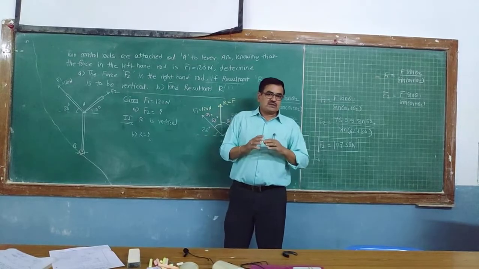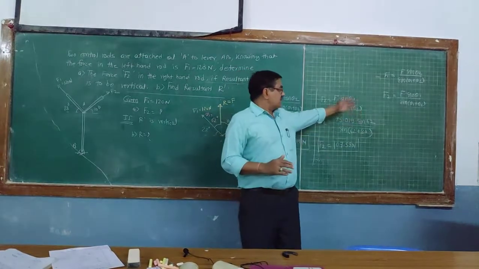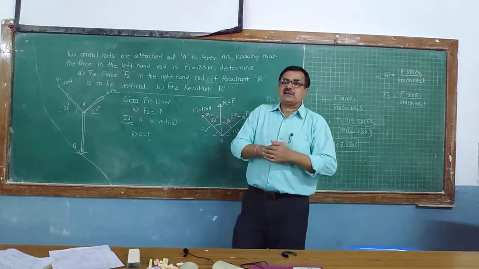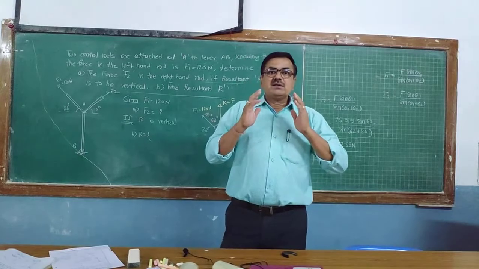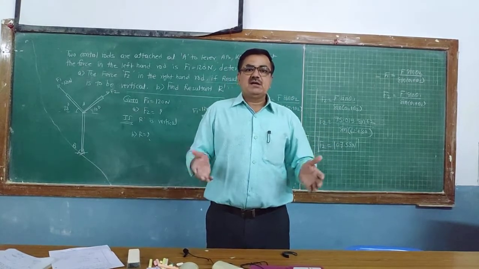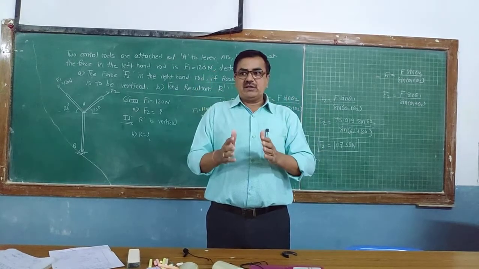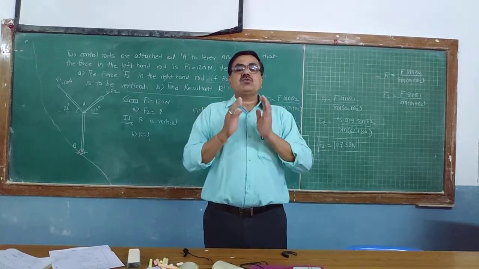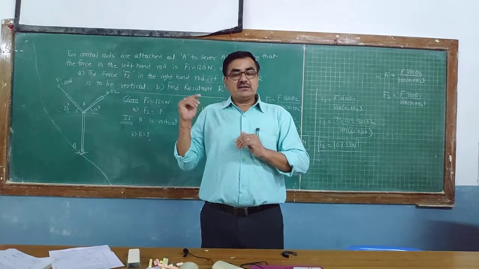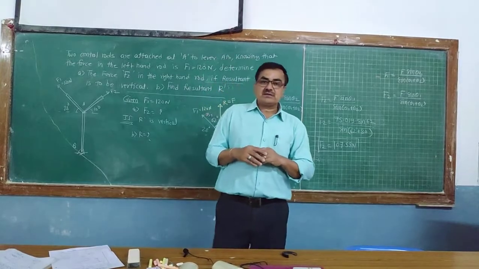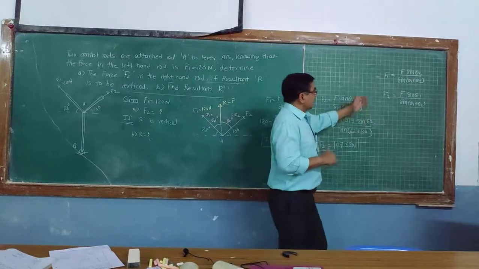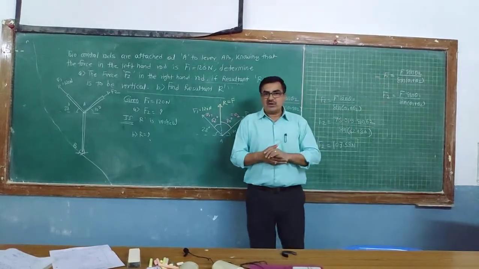So in skew resolution we have to use these two equations. What is the difference between skew resolution and rectangular resolution? In skew resolution we are resolving a force along two non-perpendicular directions, while in rectangular resolution we are resolving a force along two perpendicular directions, normally x and y. In rectangular resolution, Fx is equal to F cos theta and Fy is equal to F sin theta, while in skew resolution we use this equation to find the components.